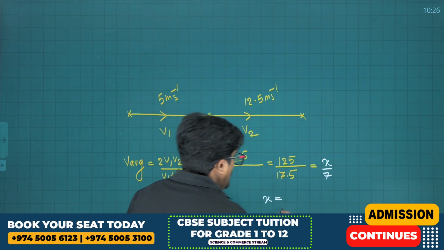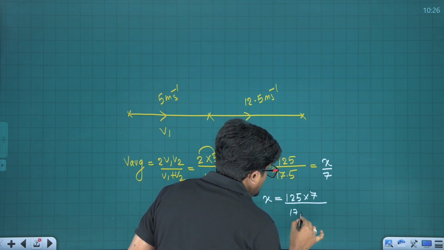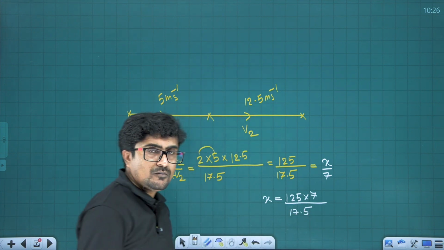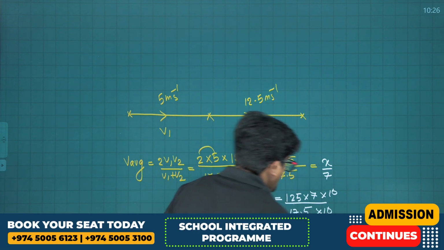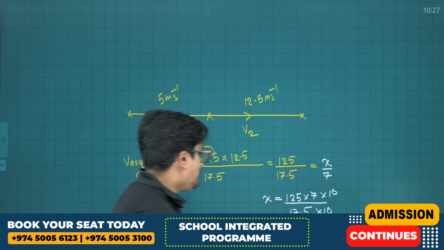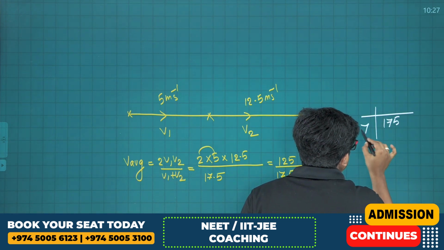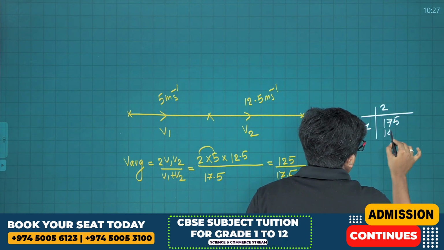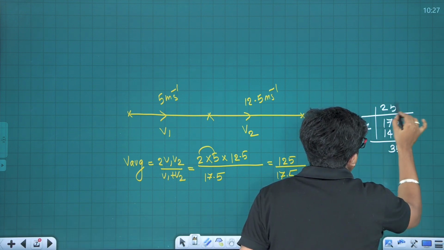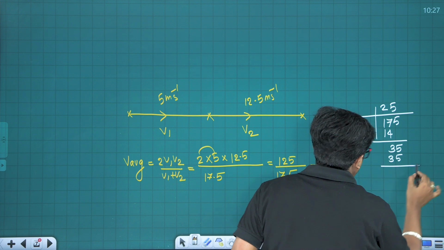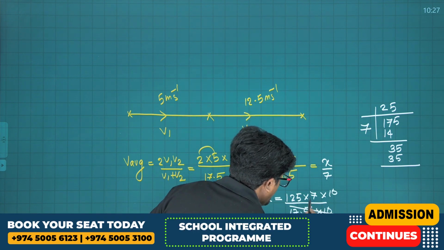So x is now supposed to be 125 into 7 all divided by 17.5. Okay, let me multiply with 10 here and divide with 10 here. So here this is going to be 175. Now of course 175 divided by 7 I am trying. So of course 7 2s are 14. I am left with 3 here, 5, and 7 5s are 35. Okay, so I can mark this as what? 25.